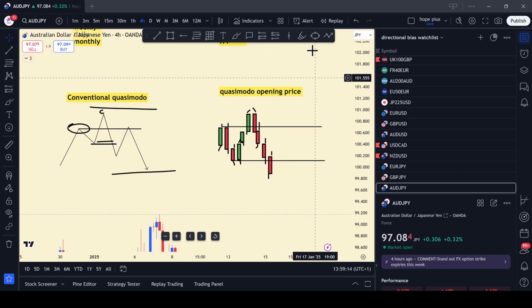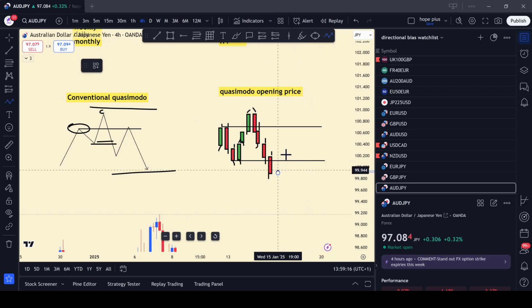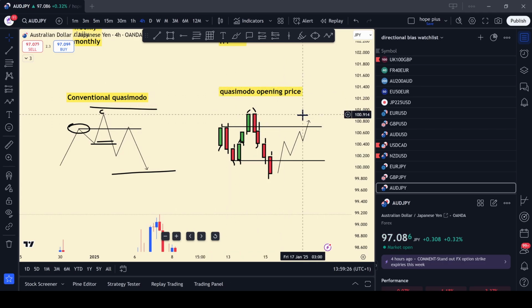Then when price comes there in the future, I will position myself for a bearish trade, but in line with confirmation, which I will show you shortly. So stay with me, don't go anywhere.